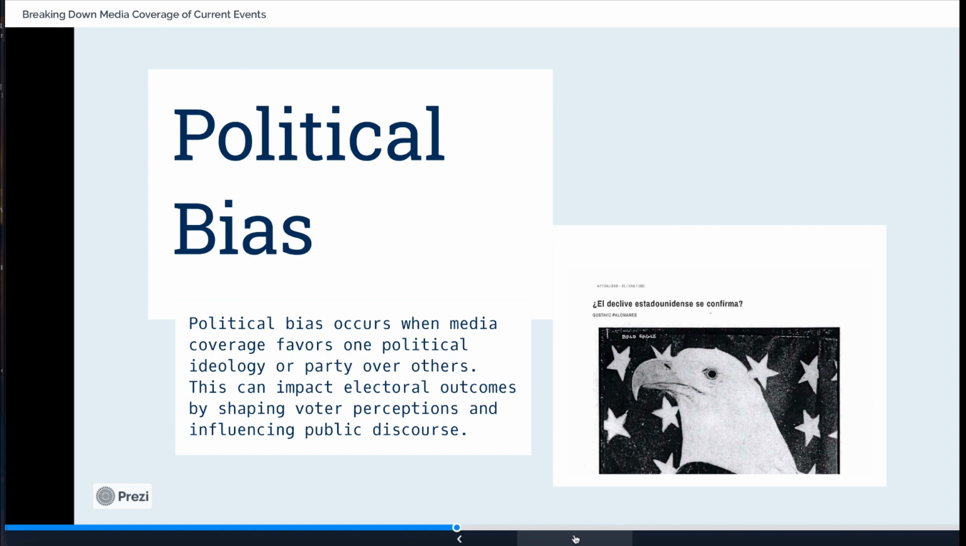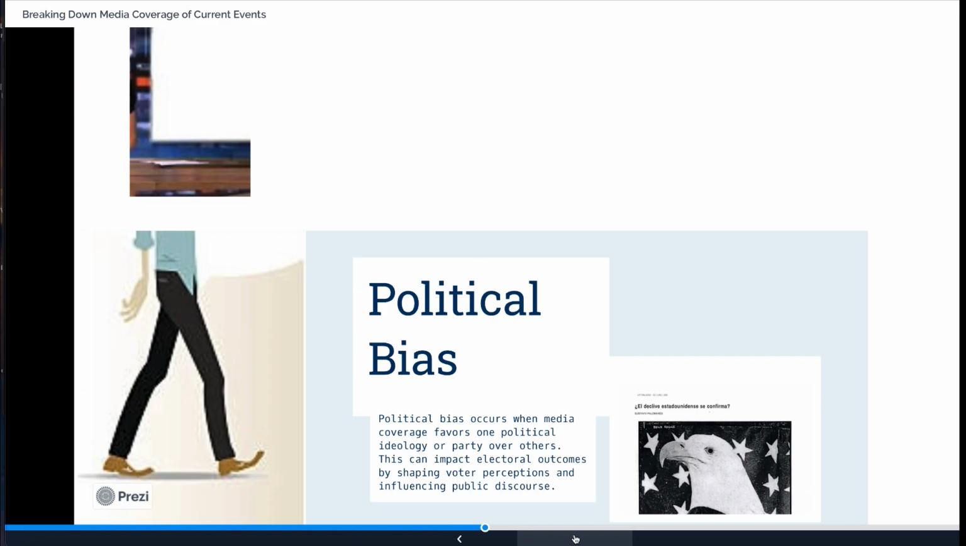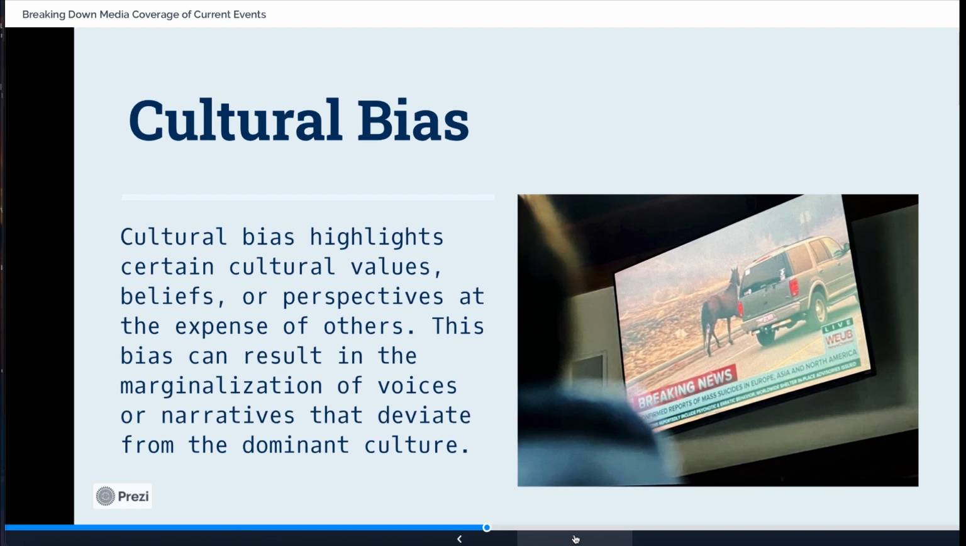Cultural bias. It means we are talking about culture bias. Culture bias highlights certain cultural values, beliefs, or perspectives at the expense of others. This bias can result in the marginalization of voices and narratives that deviate from the dominant culture.